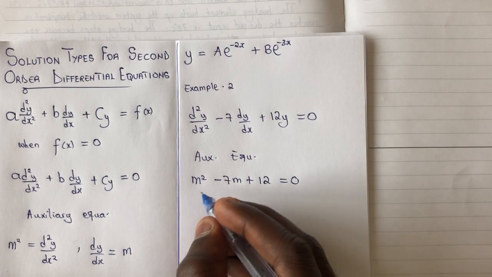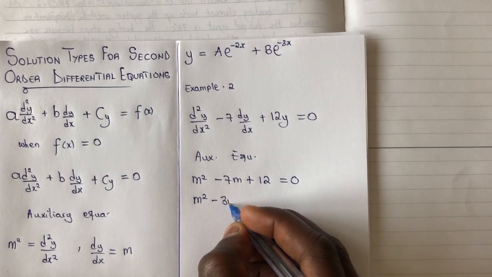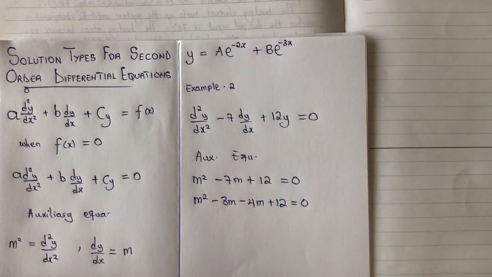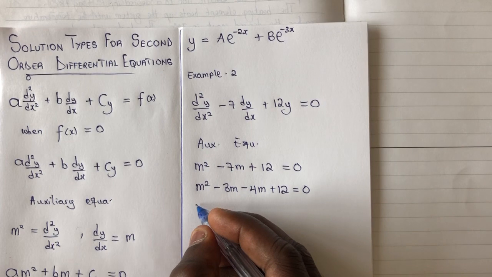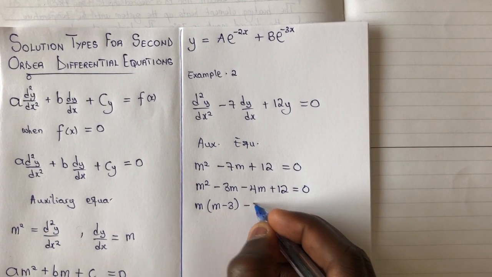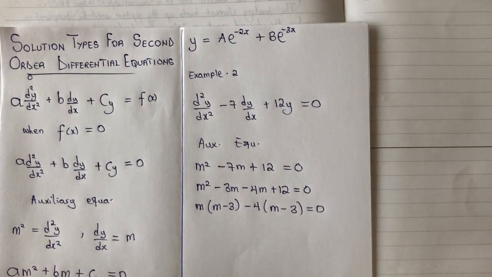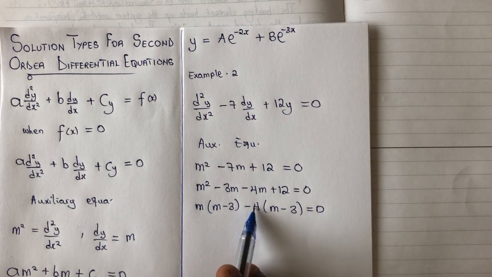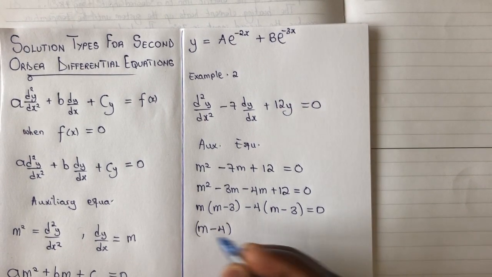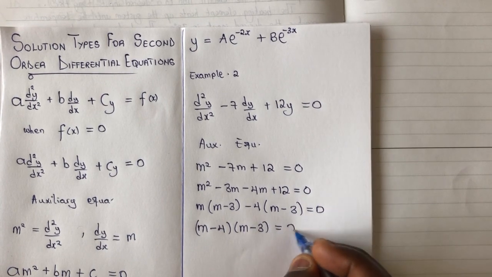So now that we generate that, we have to factorize this. Use your calculator to do that, and this will give you m squared minus 3m minus 4m plus 12 equal to 0. I can factorize this by saying m outside, m minus 3, minus 4 outside, m minus 3 equals 0. So we pick one of this and we pick m minus 4. And we have m minus 4, m minus 3 equals 0.